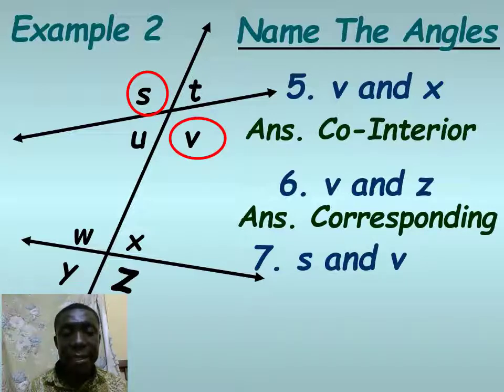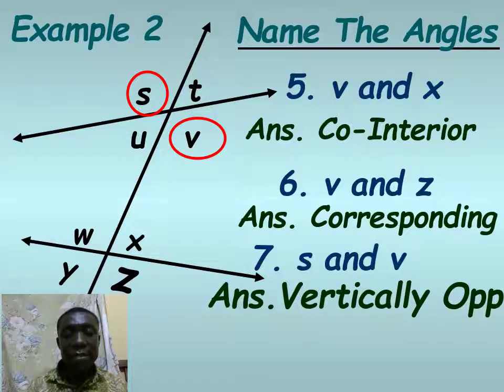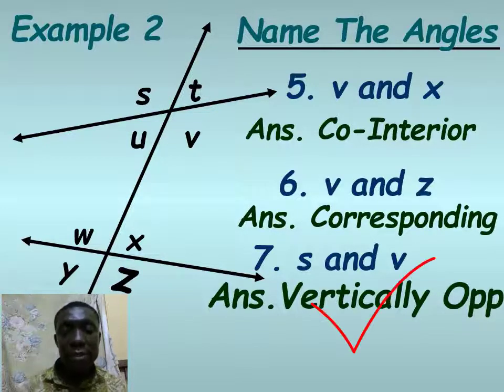Look at angle S and angle V. Try and name them before the answer pops out. The answer is vertically opposite angles. Well done. Very good. A good attitude towards work always yields good results.